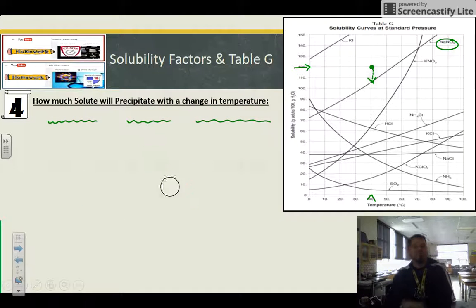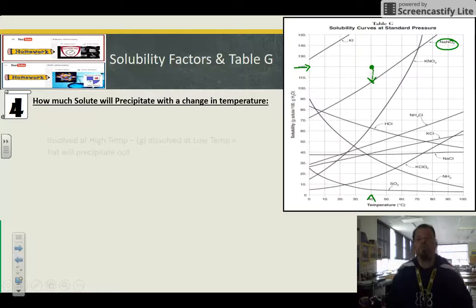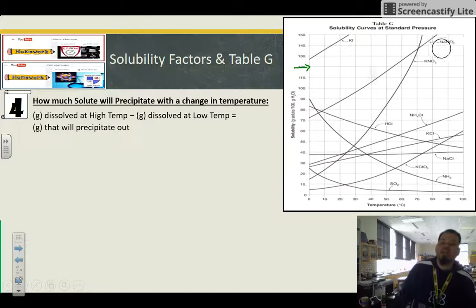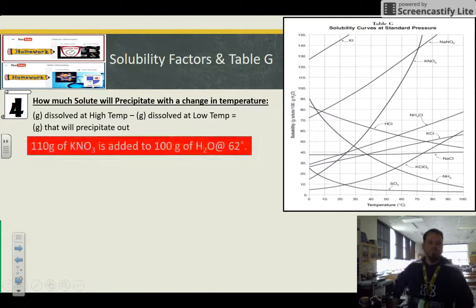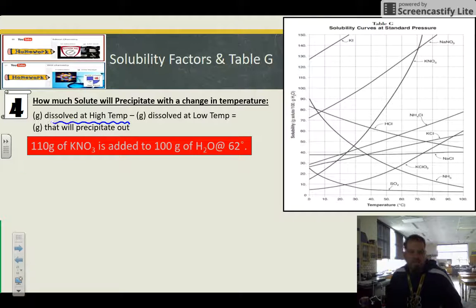So let's do the next one. Change the temperature. Ooh, this one's going to be fun. We're going to slide down the curve. Okay? So first, let's figure out where we're at. 110 grams of KNO3. That's the mathematical equation we're going to end up using. We're just going to subtract the two numbers, guys. Okay, so 62 degrees, 110 grams. They should about line up, right?